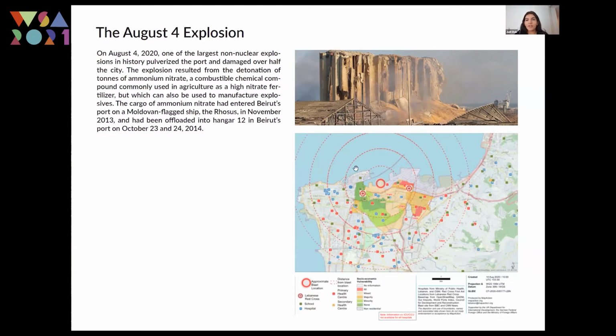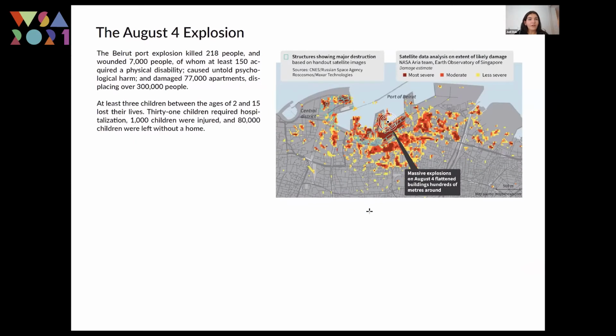So there was primary, secondary, and tertiary destruction, each with a certain level of damage to the buildings, healthcare units, spaces of education, businesses, and so on. And these were approached with a different level of urgency for each. The explosion killed 218 people and wounded 7,000, of whom at least 150 acquired a physical disability, caused untold psychological harm, and damaged 77,000 apartments, displacing over 300,000 people.